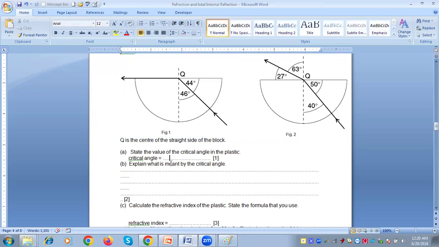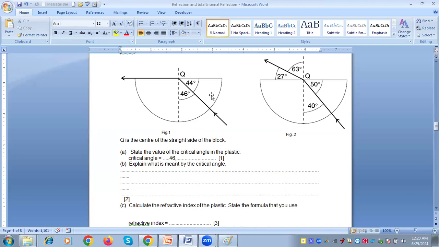Okay, so what will you write here? 46. Okay, not 40. When you increase the angle, see, this angle is smaller, so the ray is refracting. When you have increased the angle from 40 to 46, it is refracting along the surface of the glass to air boundary.